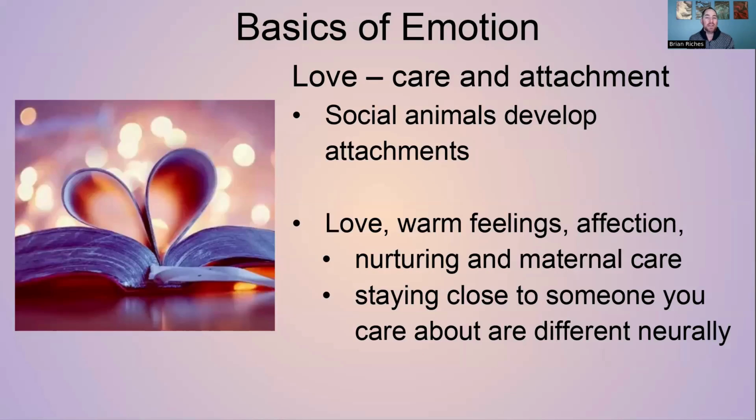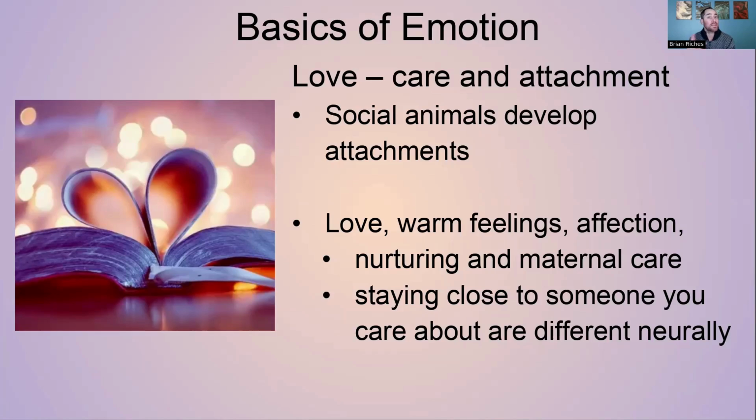Another one of the basic emotions is the one of love. And this you could also take as care or attachment, like wanting to be with something or someone. So social animals look like we develop attachments. We see it in a lot of mammals. There are other animals in the animal kingdom that are social animals, so it seems like they have similar kinds of systems. And when looking at rats, looking at chimps, they seem to have pretty similar systems as humans for love, care, and attachment. So this goes from anything from warm feelings towards someone, affection. This includes maternal care, like wanting to nurture someone and help support someone, but also the desire to want to stay close to someone.